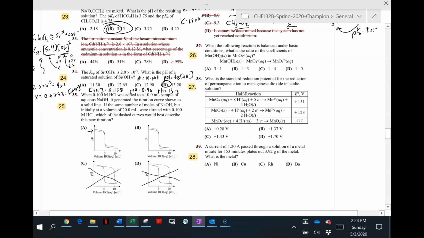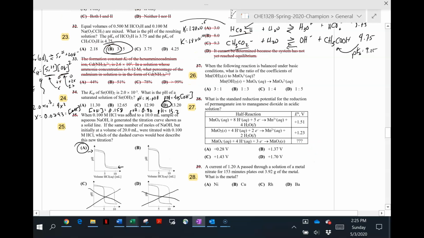Now, after we cross the endpoint, we're dealing with the excess acid. We're going to have more volume, and again, that acid's going to be more dilute, so I think the pH is going to be a little higher there, so I'm going to go with answer A for that one.